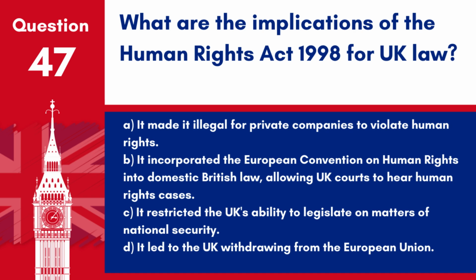Question 47. What are the implications of the Human Rights Act 1998 for UK law? A. It made it illegal for private companies to violate human rights. B. It incorporated the European Convention on Human Rights into domestic British law, allowing UK courts to hear human rights cases. C. It restricted the UK's ability to legislate on matters of national security. D. It led to the UK withdrawing from the European Union.